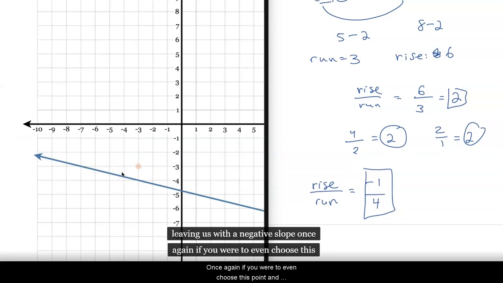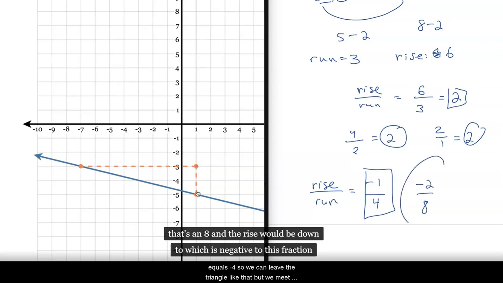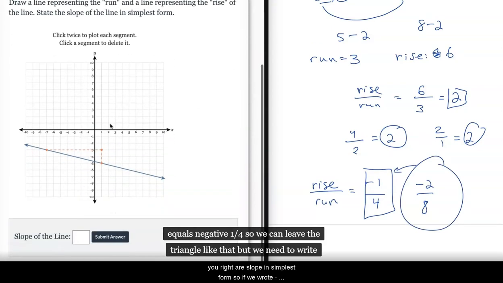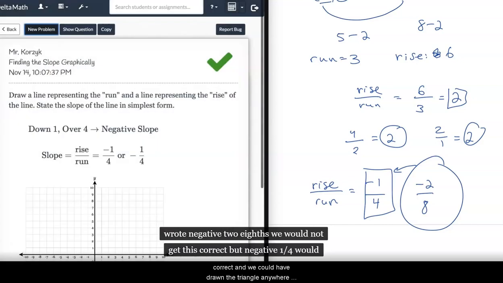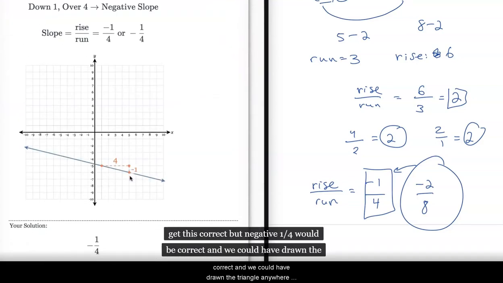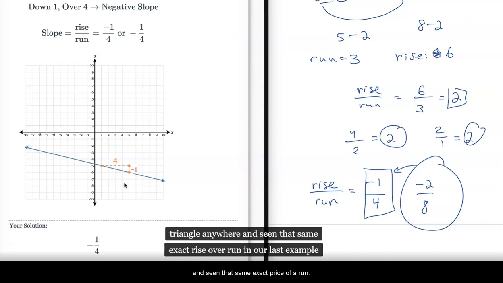Once again, if you were to choose this point and then this point here, (1, -5), the run would be 1, 2, 3, 4, 5, 6, 7, 8 units. So that's an 8. And the rise would be down 2, which is negative 2. This fraction equals negative a fourth. We could leave the triangle like that, but we need to write our slope in simplest form. So if we wrote negative 2/8, we would not get this correct, but negative 1/4 would be correct. And we could have drawn the triangle anywhere and seen that same exact rise over run.